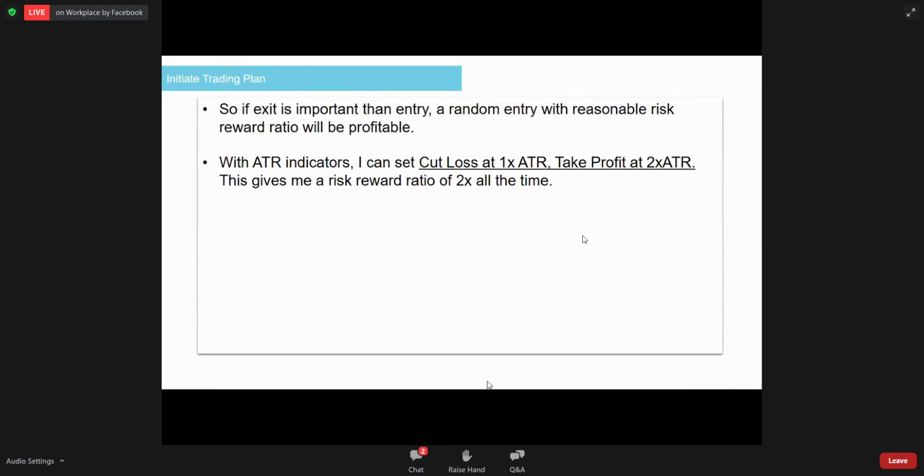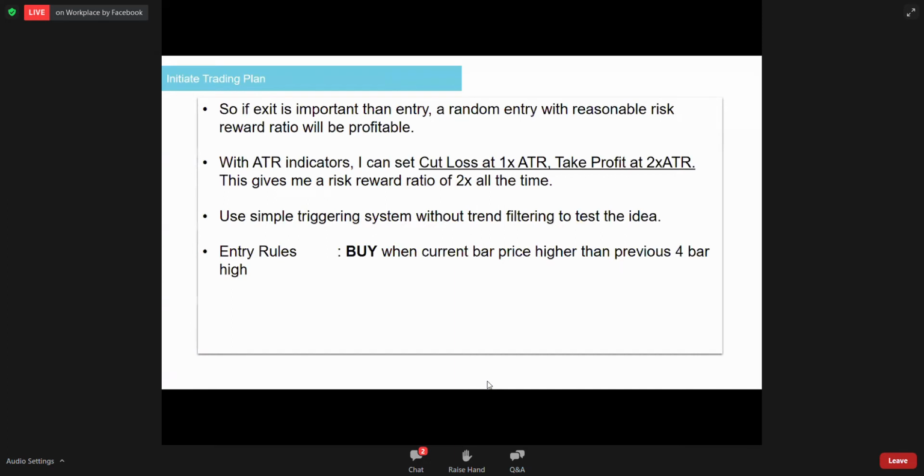So if exit is important and we don't want to fix our range, we can use ATR to derive that. Every time I enter a position, I use one ATR to cut loss and two ATR to take profit. If the ATR is 10 points, then it will be 20 points to take profit from where I entered and 10 points to cut loss. Yeah, that's it. And so I want to test this particular idea.